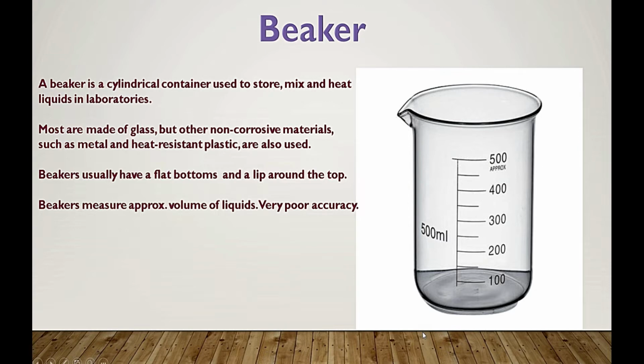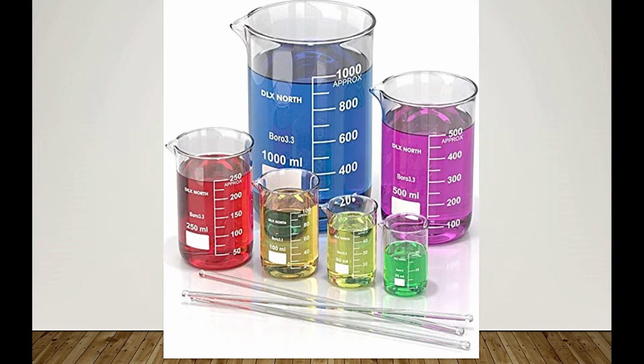Beakers measure approximate volume of liquids. Therefore, they have very poor accuracy. You can see over here it is written 500 approx, which means this beaker contains approximately 500 ml volume of any liquid. It can be 495, 510. So this is approximate volume. Beakers come in different sizes. There are so many sizes of beakers according to the use.